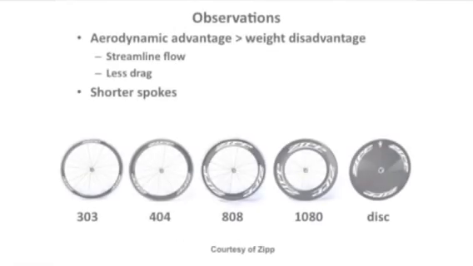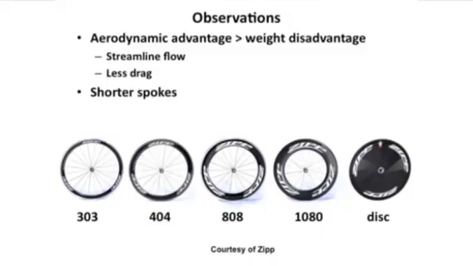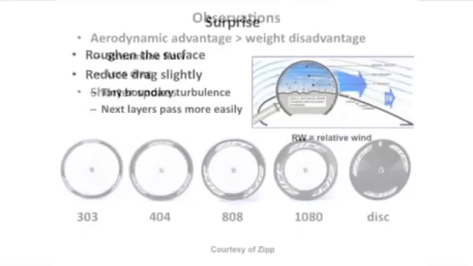Now, the only conclusion you can reach from that is that the aerodynamic advantage of these deeper section rims outweighs the weight disadvantage. And it's because of the streamlined flow of air over the streamlined shape of the carbon rim that is the case. There's a lot less drag over the deeper section rims than there is over the shorter section rims. There's also shorter spokes, which helps.